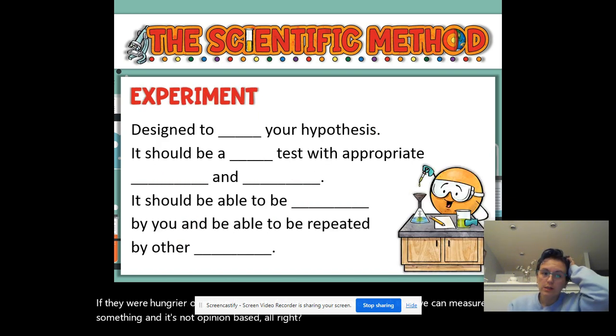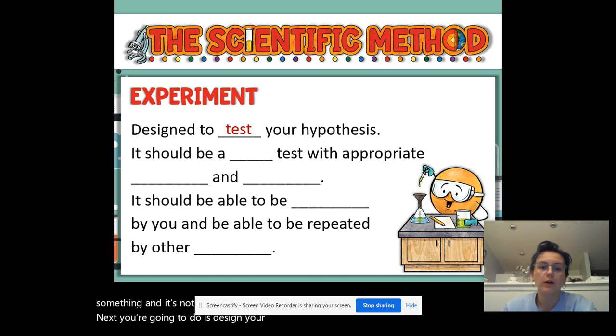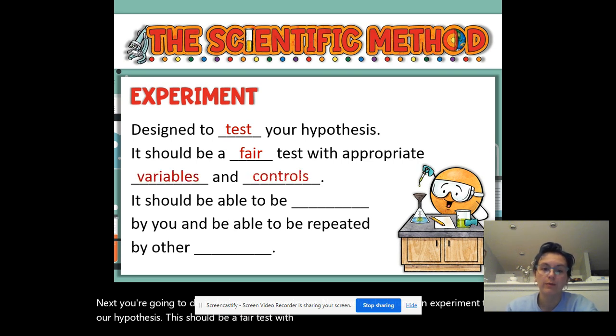Next, you're going to design your experiment. Now, we're designing an experiment to test our hypothesis. This should be a fair test with appropriate variables and controls. Okay, so variables. Variables are things that change or don't change. And we'll get into that a little bit more when I get back. So controls are things that must stay the same, something that stays the same every day.